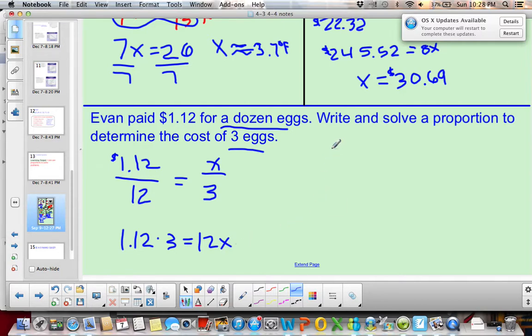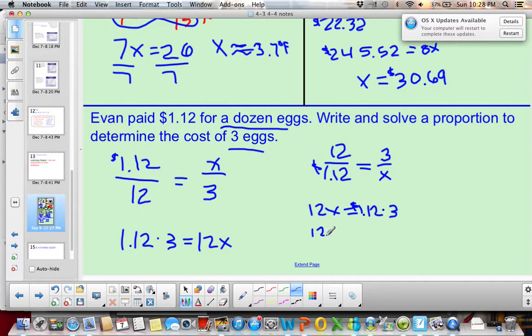Okay, if you set it up 12 eggs for $1.12, then we would have reversed our second ratio, equals 3 over x, because our top numbers are the number of eggs, our bottom numbers are how much we are paid for. So we would come up with 12x equals $1.12 times 3. So 112 times 3 equals $3.36.